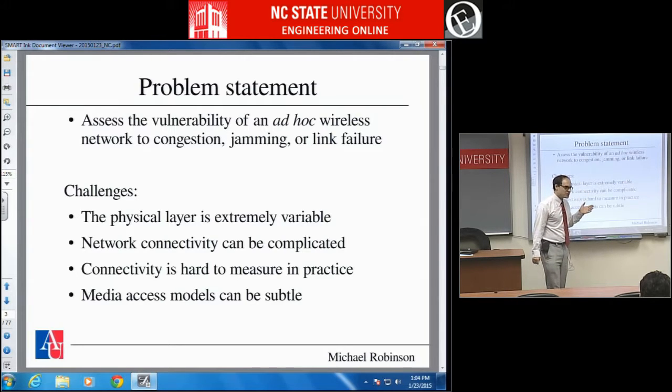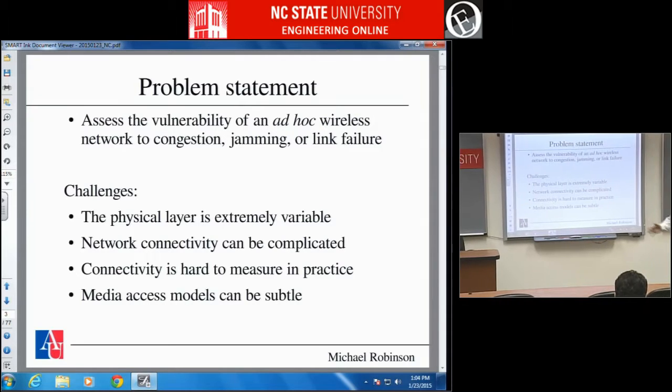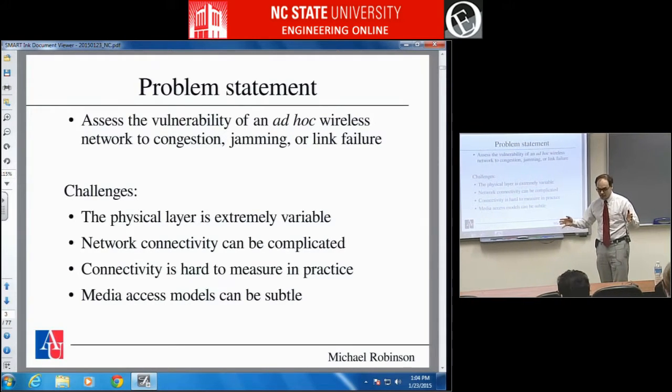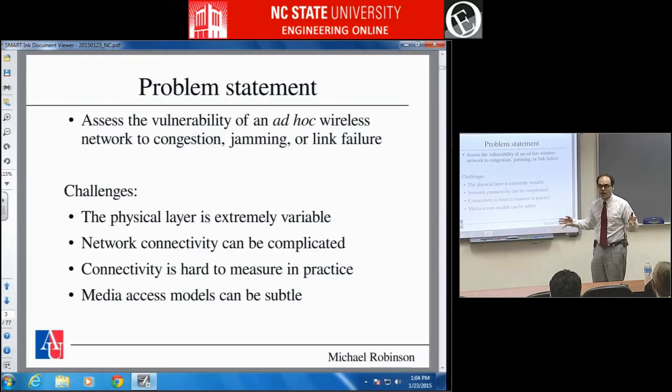Now, when you study wireless networks, there are a bunch of problems that are kind of difficult to work with. First of all, the physical layer of that network is extremely variable. The physical layer can be rather complicated from a standpoint of connectivity. And additionally, because it's a broadcast channel, it can be really complicated to understand how the network is connected. And connectivity in a wireless network can be kind of hard to measure in practice. Part of that is due to the fact that the media access protocols are a little difficult to stick your hand in and watch in a live network.